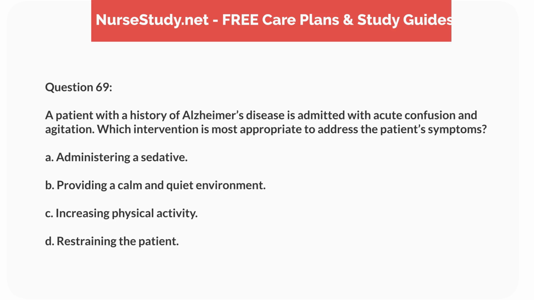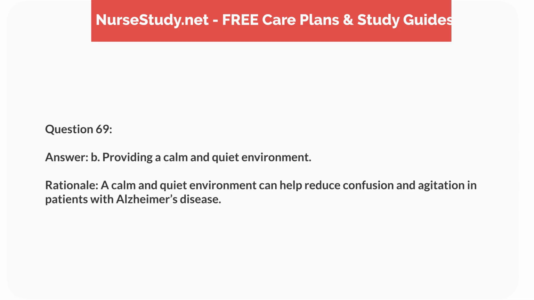Question 69. A patient with a history of Alzheimer's disease is admitted with acute confusion and agitation. Which intervention is most appropriate to address the patient's symptoms? A. Administering a sedative. B. Providing a calm and quiet environment. C. Increasing physical activity. D. Restraining the patient. Answer: B. Providing a calm and quiet environment. Rationale: a calm and quiet environment can help reduce confusion and agitation in patients with Alzheimer's disease.